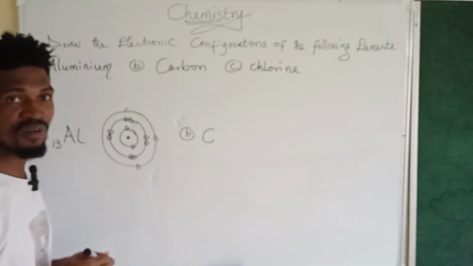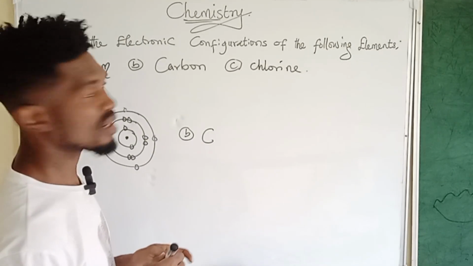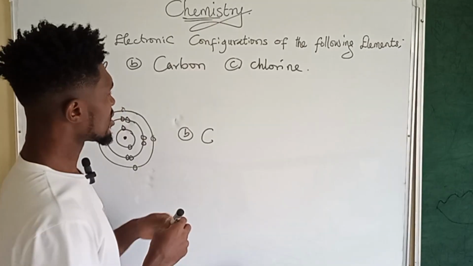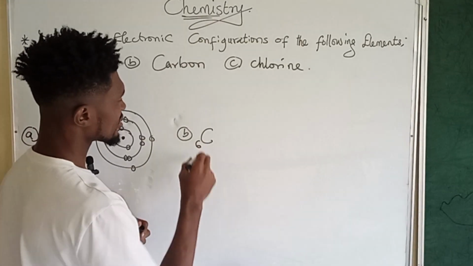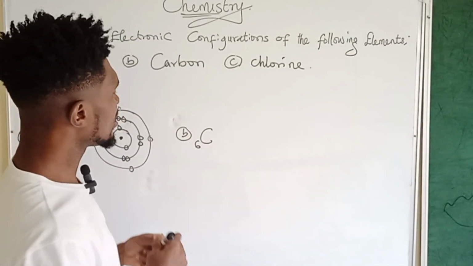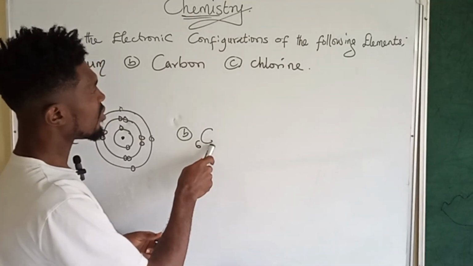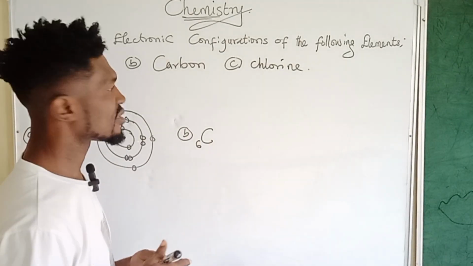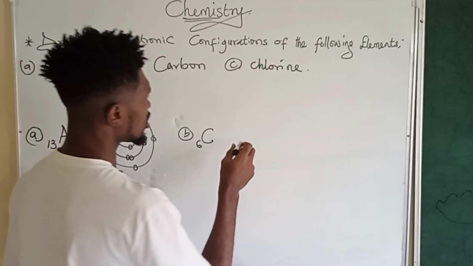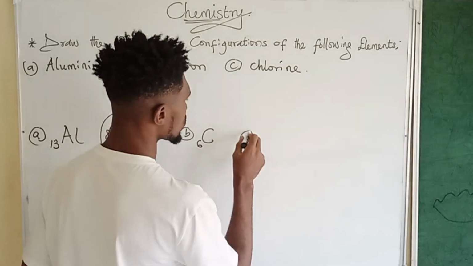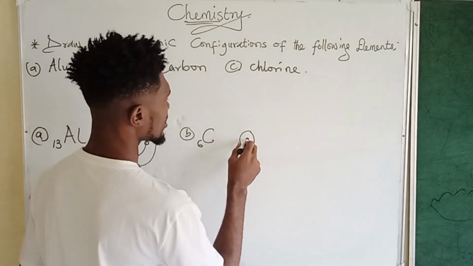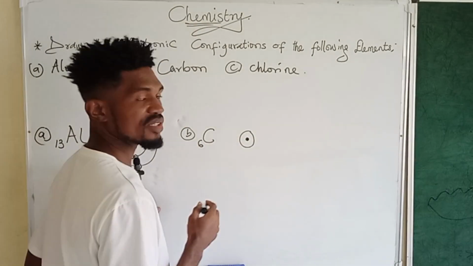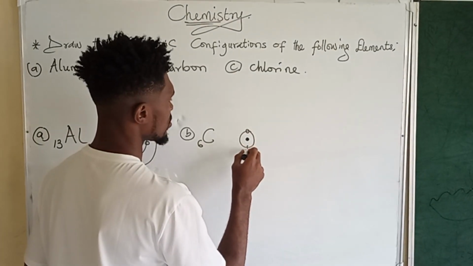The atomic number of carbon is 6. And the symbol of carbon is C, capital letter C. So let's draw the electronic configuration. The first shell will take 2, with the center, which is the nucleus, 2 electrons.